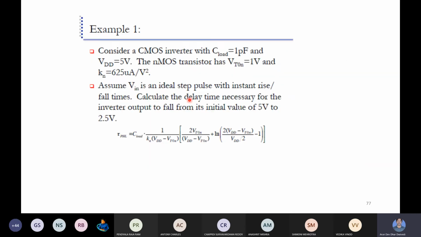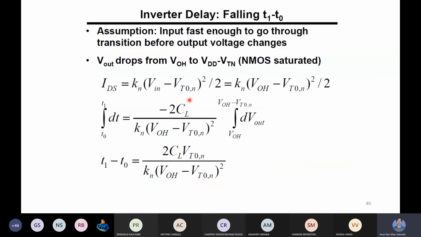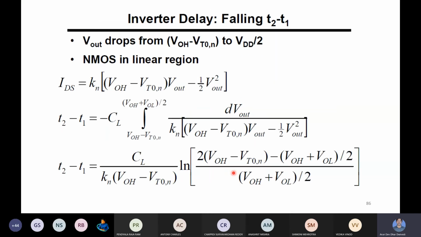Then the second part is broken here, so by breaking it, VOH to VOH minus VT0n dV out. Other terms are constant, Kn, VOH minus VT0n and Cl, all are constant and taken outside. By integrating and solving, T1 minus T0 is 2Cl VT0n divided by Kn (VOH minus VT0n) whole square.